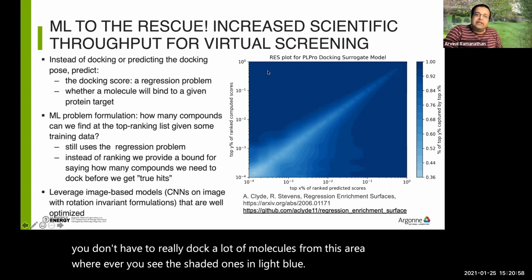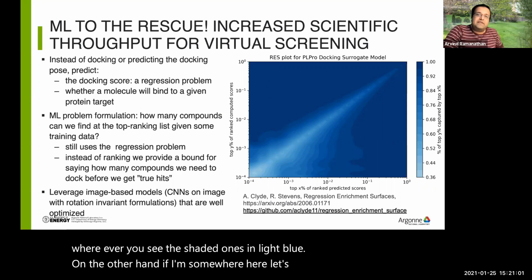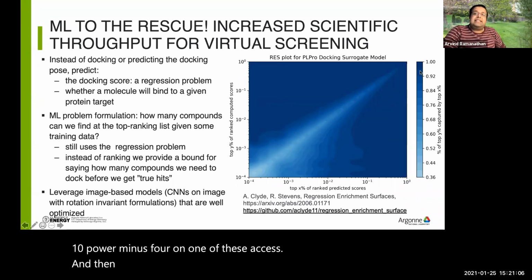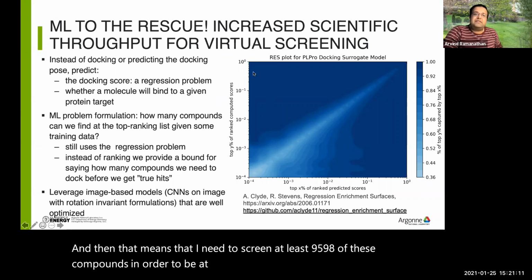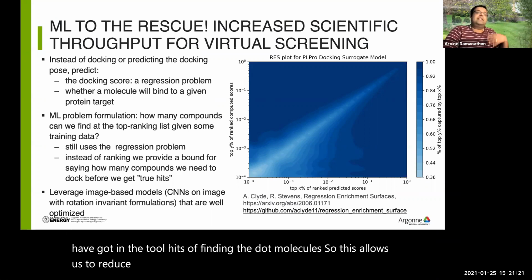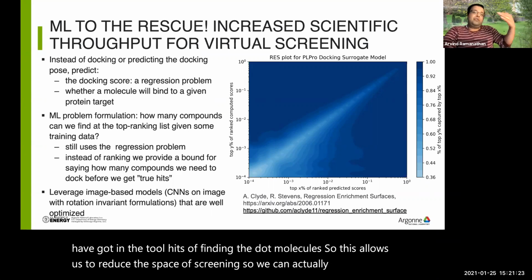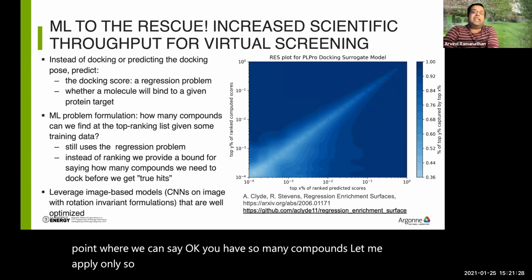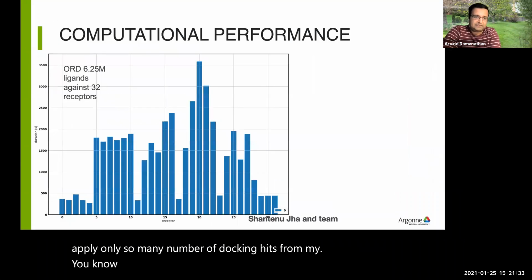On the other hand, if I'm somewhere here, let's say I have the top 10 to the power of minus 4 on one of these axes, then I need to screen at least 95 to 98% of these compounds in order to be as confident that I have gotten the hits of the docked molecule. So this allows us to reduce the space of screening. We can say, you have so many compounds, let me apply only so many docking calculations and just run them through the screens.